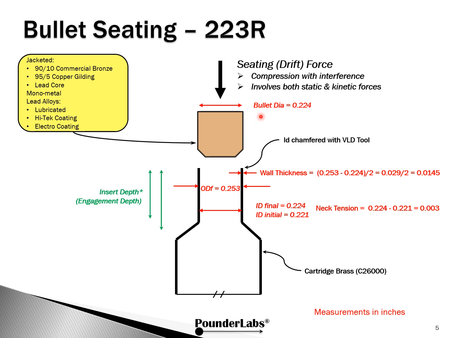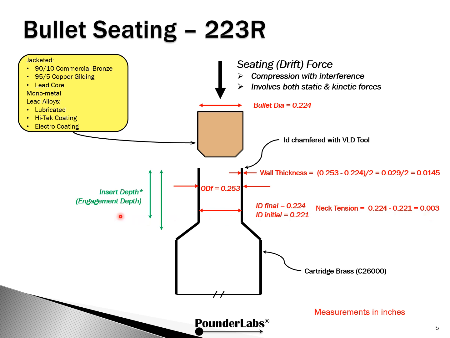Bullet diameter, 224 thousandths. The finished outside diameter of the case is 253 thousandths. So as you do the math here, we come up with a wall thickness of 14.5 thousandths. We're going to start with 221 thousandths on the ID, and we're going to finish with 224 thousandths. So you do the subtraction, and we have the characteristic 3 thousandths neck tension.